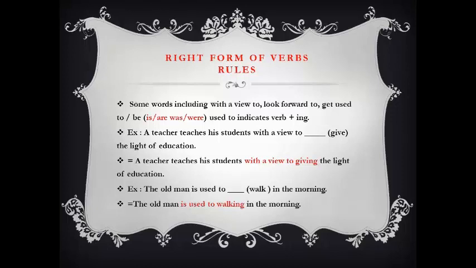Here are some rules. Some words including with a view to, look forward to, get used to, and be used to. Be means is, are, or were. Used to indicates verb plus ing. Please watch an example: a teacher teaches his students with a view to give the light of education. Do you think what is its answer? Yes, the answer is a teacher teaches his students with a view to giving the light of education. Please follow another example: the old man is used to walk. The answer is used to walking. The old man is used to walking in the morning. So my dear all students, let's watch the next slide.